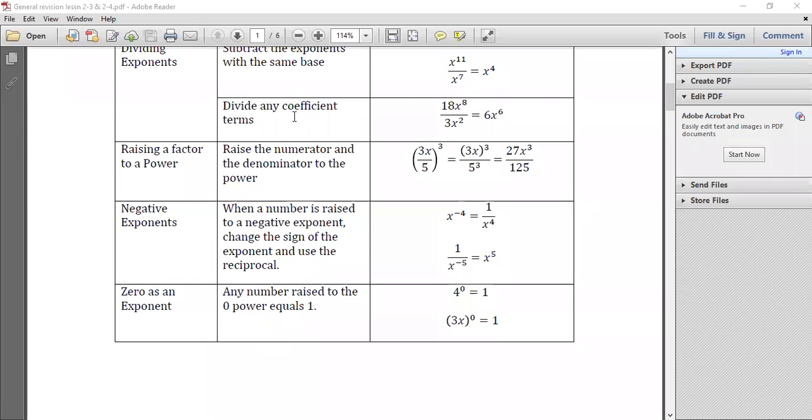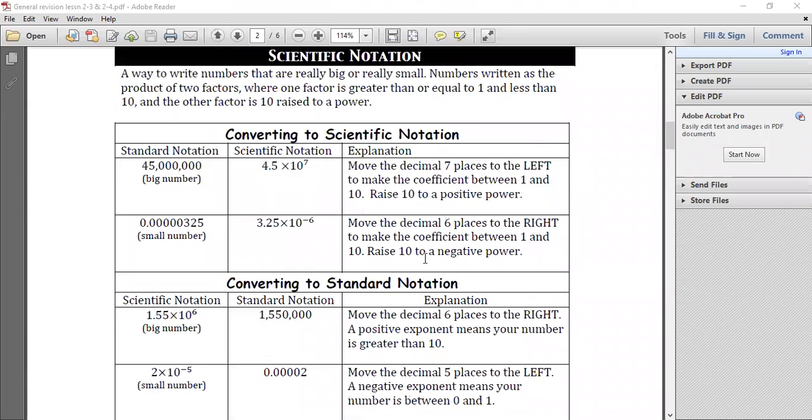The next part is for converting to scientific notation. The number is written here in standard notation, and this is a big number. It has many zeros, and we want to write it in scientific notation. Then we have to move the decimal point from right to left. We can't see any decimal point here, but it's there, invisible. So we can imagine that the decimal point is there after the number.